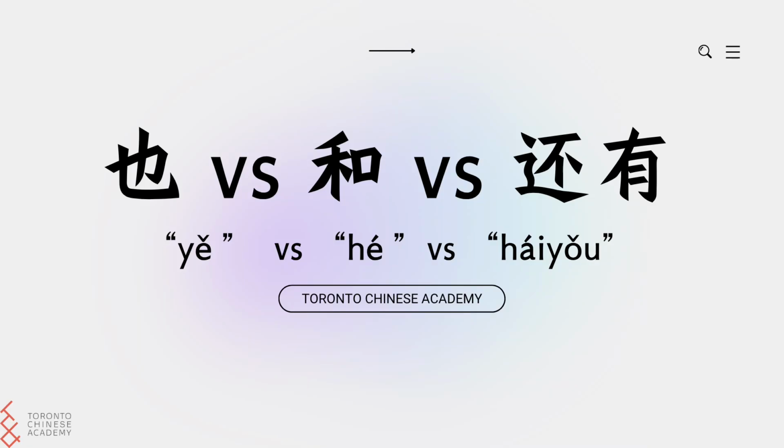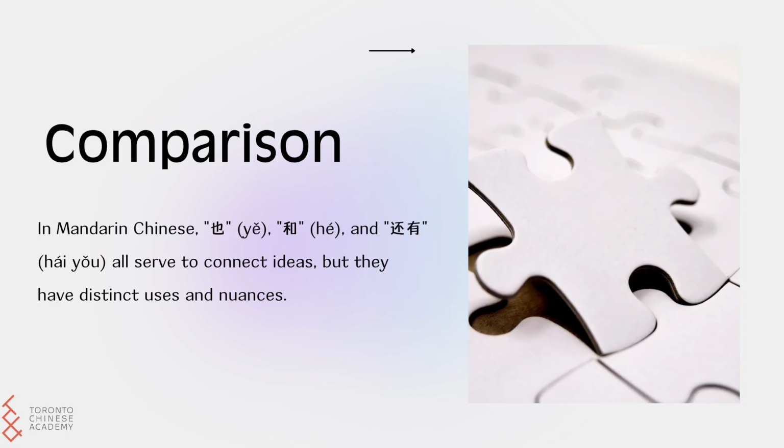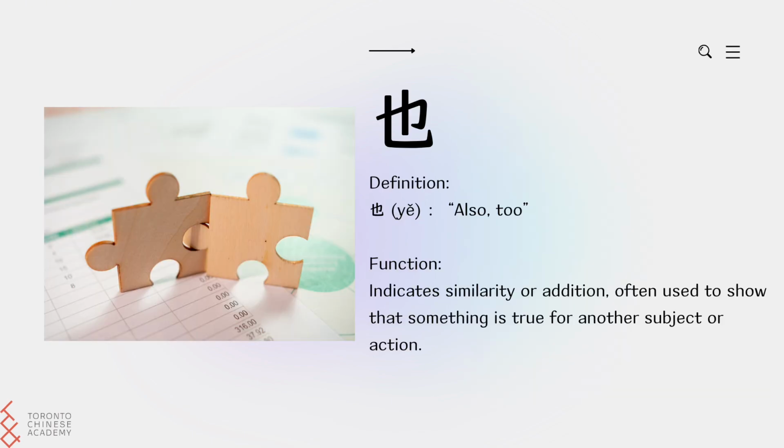Today, we will be talking about how to use the three different conjunctions in Mandarin, 也, 和, and 还有. In Mandarin, 也, 和, and 还有 all serve to connect ideas, but each of them has a distinct use and nuance.